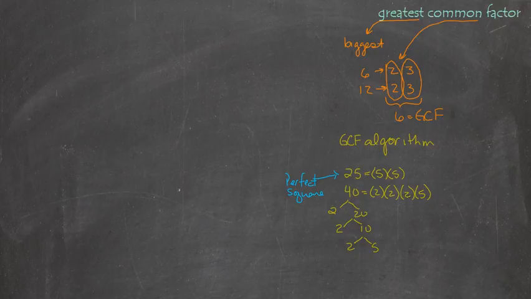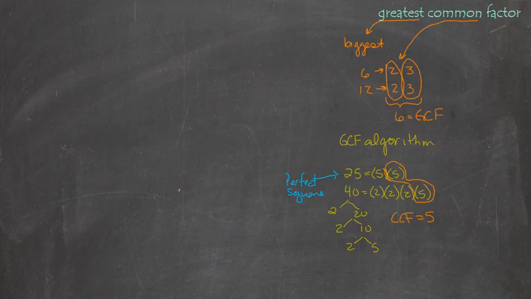Okay, now that I've done that, let's look for the greatest common factor. What we're going to do is just look for factors that they share. Well, notice I share a 5. Both numbers have a 5. I have another 5 for 25, but I don't have another 5 for 40. So the greatest common factor between 25 and 40, GCF, equals 5. It's the biggest number that divides both 25 and 40. It's the greatest common factor.